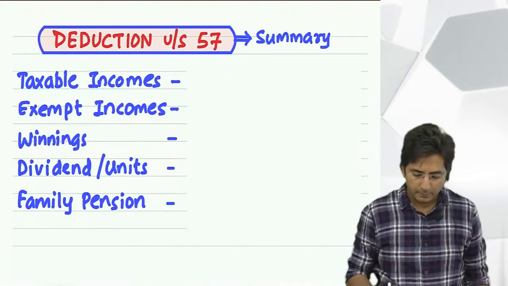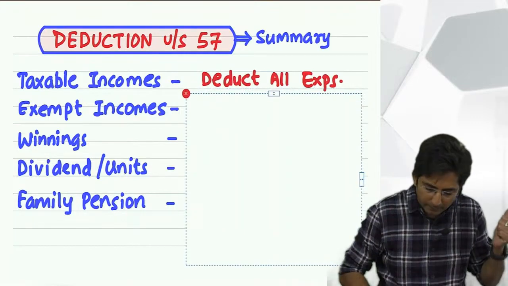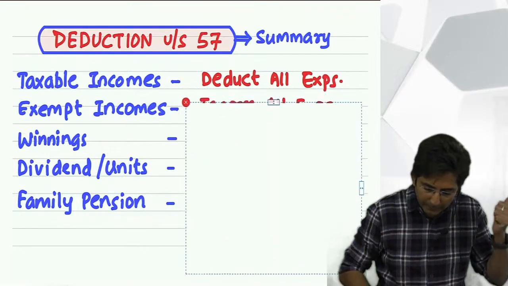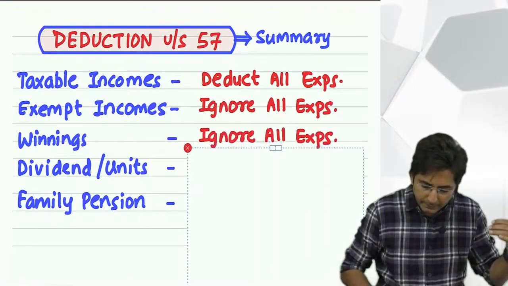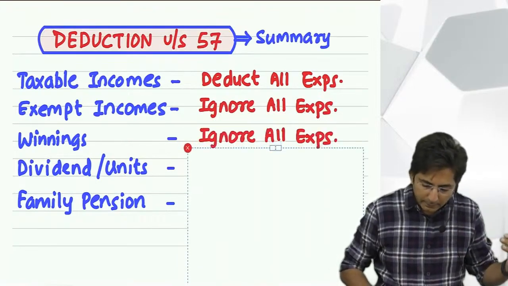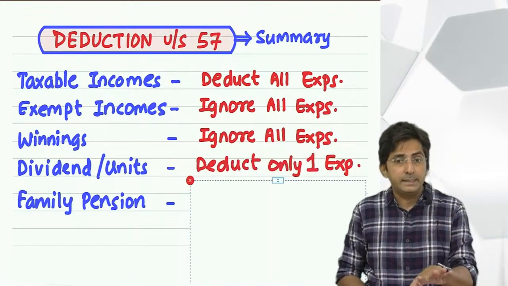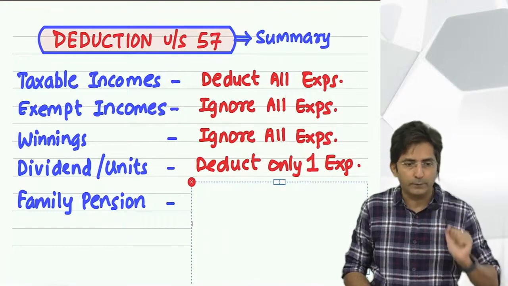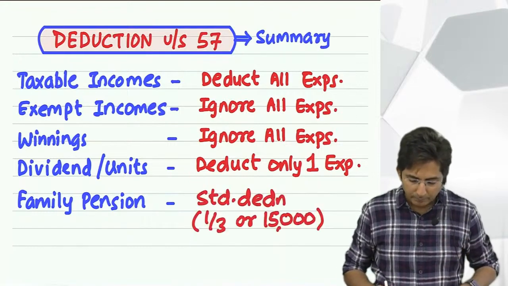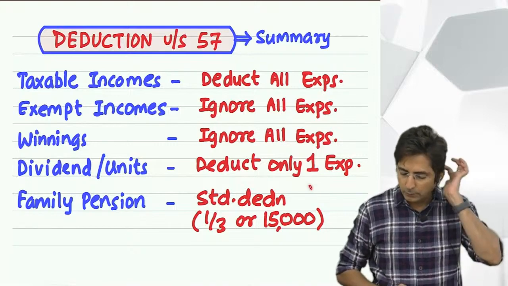Okay. So see, read this. Taxable income, deduct all expense. Exempt income, ignore all expense. Winnings, ignore all expense. Dividend and units income, deduct only one expense: interest on loan, maximum 20% of the dividend income or mutual fund income. And lastly, family pension, standard deduction: one third or 15,000, whichever is lower. Okay.